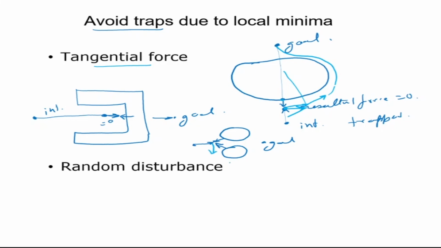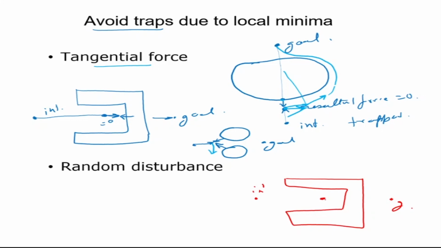Now the other way could be to give a random disturbance. Let me take this example again. The robot has got caught here. This is my goal point, this is my initial point. So we can give it a disturbance force, a small random disturbance. I kick the robot that side with a small force, so from here the robot goes there. Now again it goes there, now it tries again. It may not be able to get out, but this is one way of disturbing it so that it can try again.